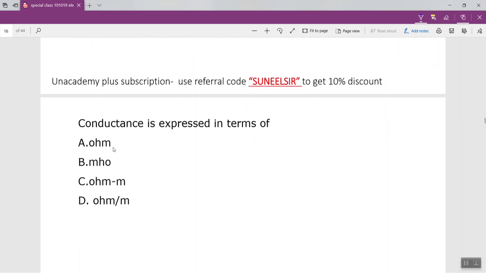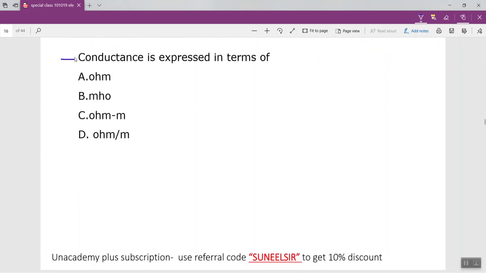And the next question. Conductance is expressed in terms of dash. Here, conductance is the property of the material by which it allows electricity to pass. Conductance is the reciprocal of resistance. Conductance is denoted by the letter G, and it is the reciprocal of resistance.